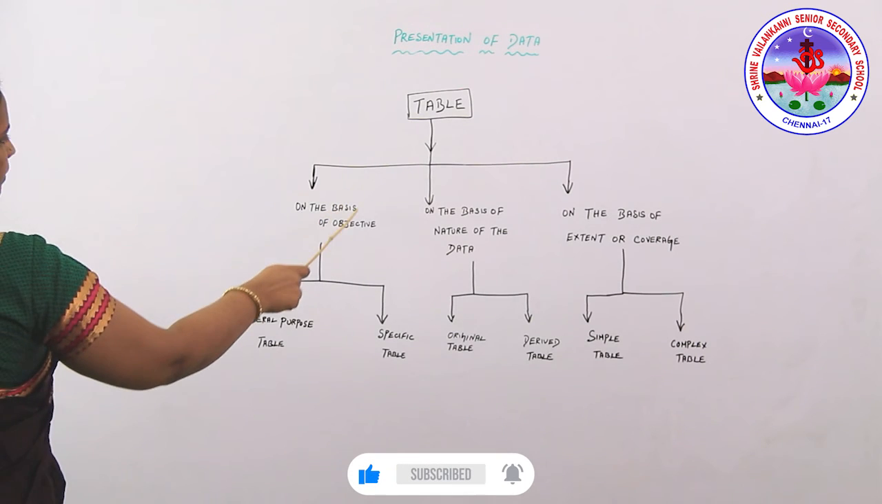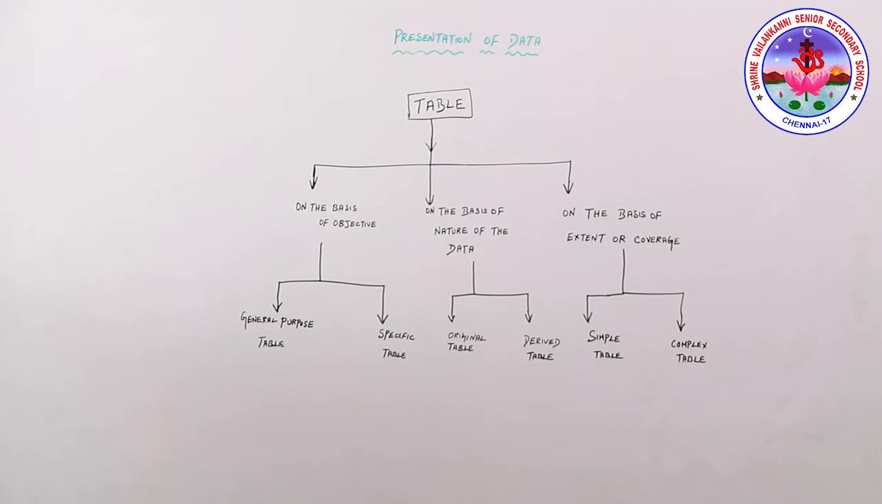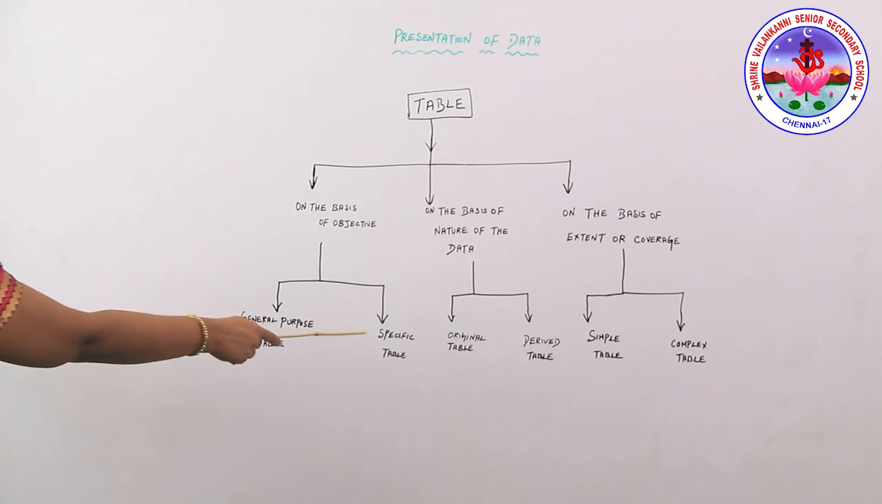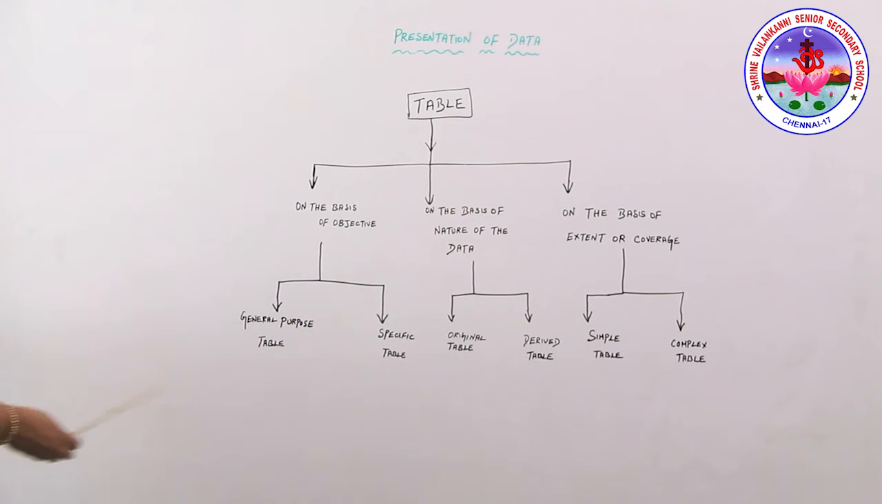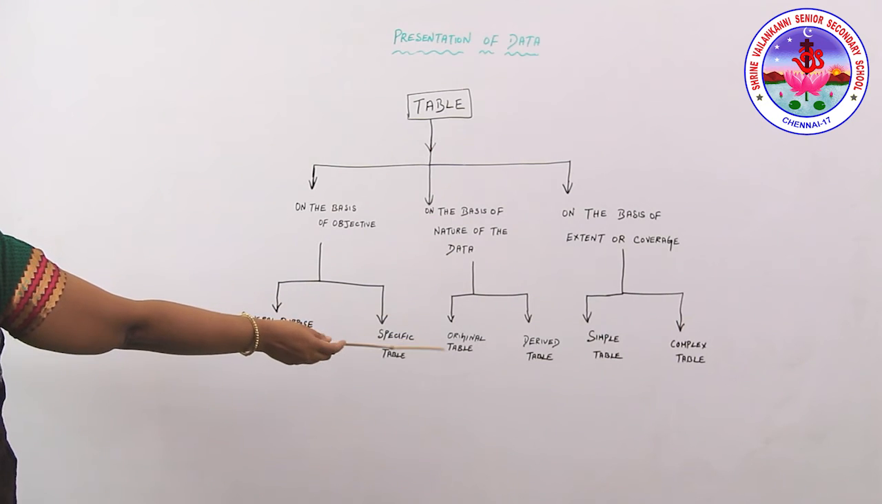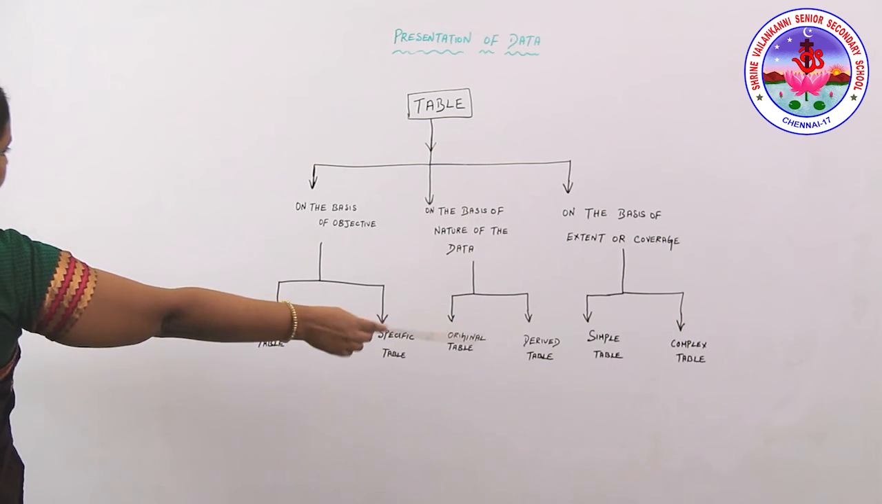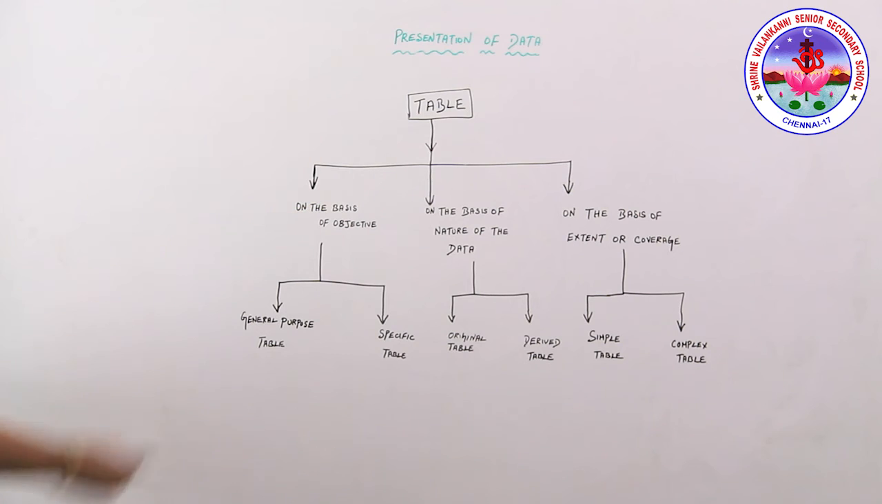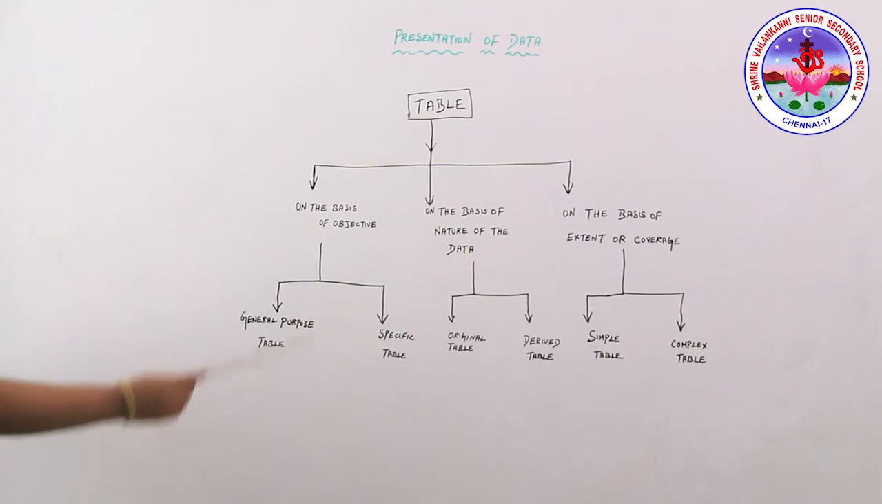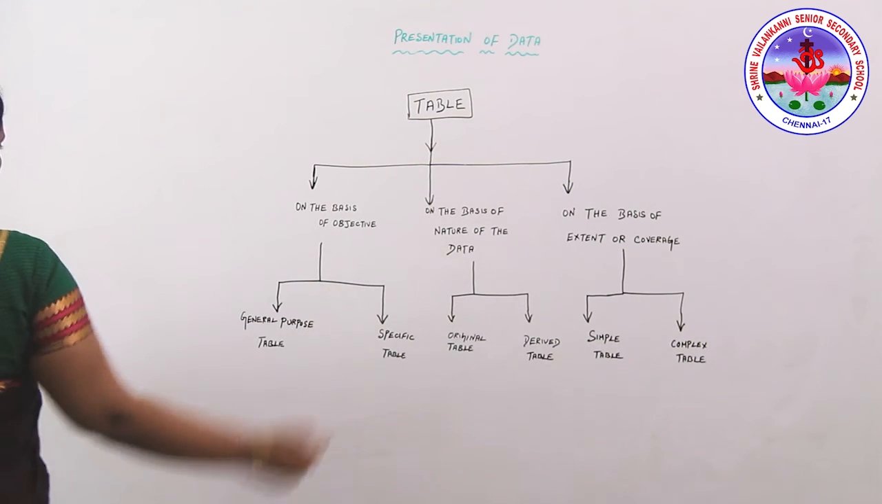A table can be classified in three ways. The first is on the basis of objectives, the second is on the basis of nature of data, and the third is on the basis of extent or coverage. On the basis of objective, you have the general purpose table and the specific table. On the basis of nature of data, you have the original table and the derived table. On the basis of extent or coverage, you have the simple table and the complex table.